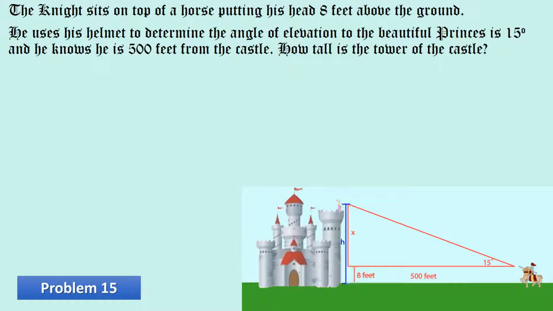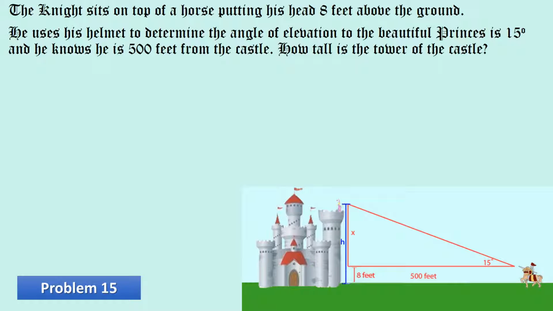Alright, on this one we've got the knight sits on top of a horse, putting his head 8 feet above the ground. He uses his helmet to determine the angle of elevation to the beautiful princess, and it is going to be 15 degrees. And he knows that he is 500 feet from the castle. How tall is the tower of the castle?